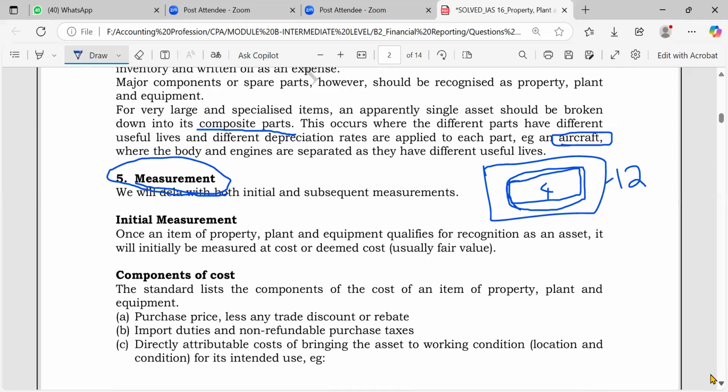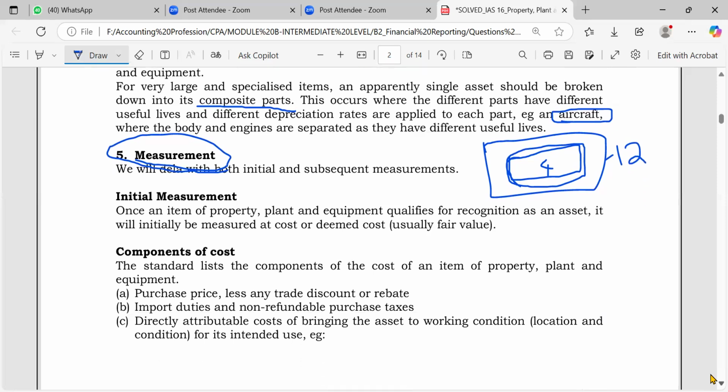If you go to measurement now, like I told you, you have said okay, my asset meets the condition of recognition very well. Now at what amount am I going to recognize it? That's what I told you. It means you need to know its worth. So we go to what? To measurement, right?